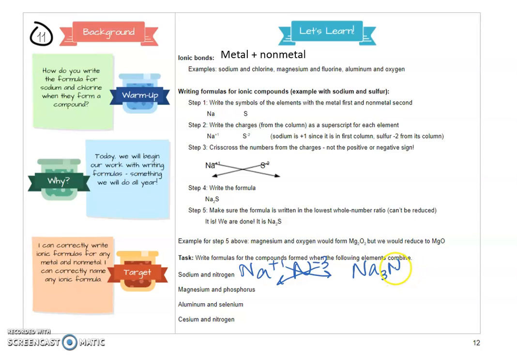If there were 0 of them, it wouldn't be there, okay? So Na with the smaller 3 next to it, and then N, because that 3 came from the nitrogen. I checked to make sure I can't reduce. It's a 3 and a 1. I can't reduce, we're done. If it was a 3 and a 3, that'd be a different story, okay?